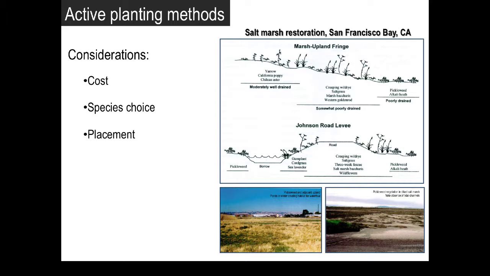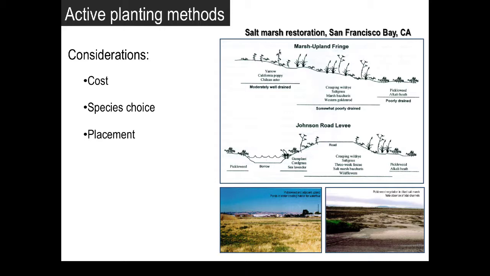The considerations for active planting are the costs. Typically, active planting is more expensive than other ways of getting species established at the site. So we have to be very judicious and use passive restoration and recruitment to the extent possible. Species choice, choosing species that are appropriate to the site, and placement of the species within the site.